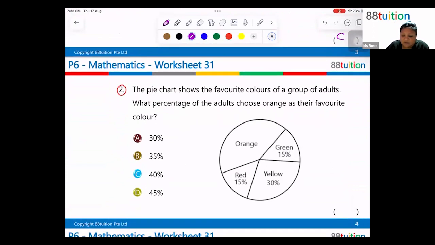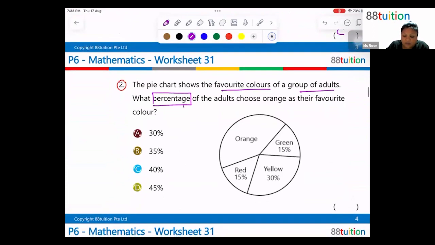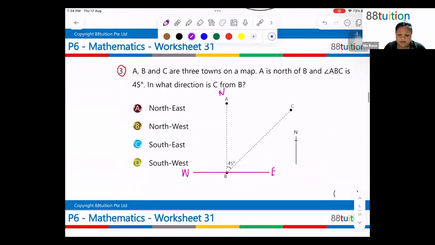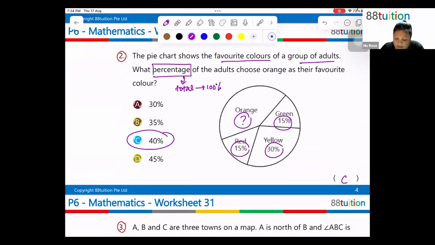The pie chart shows the favorite colors of a group of adults. So the percentage total must be 100%. All these numbers must add up to give you 100%. So orange is how many percent? Orange is 40%. Okay, so if you subtract, again, no calculator, it is 40%. Now let's look at part number 3. All these add up to give you 60%, so that means orange is 40.